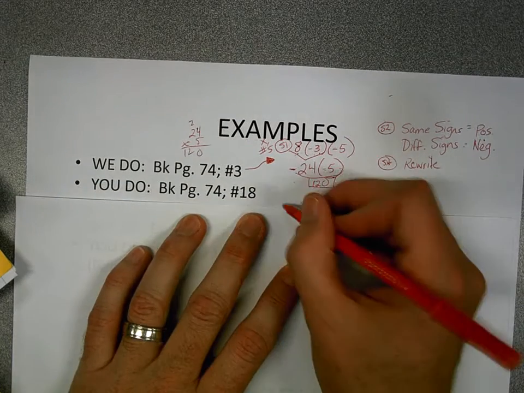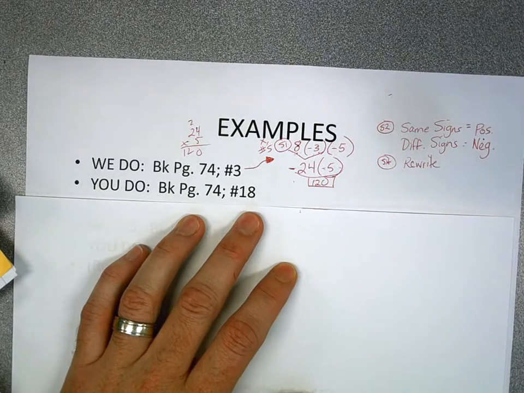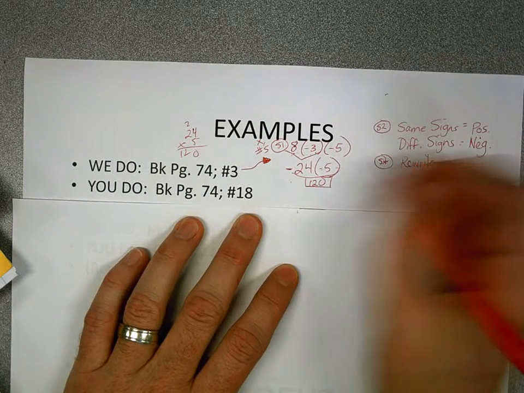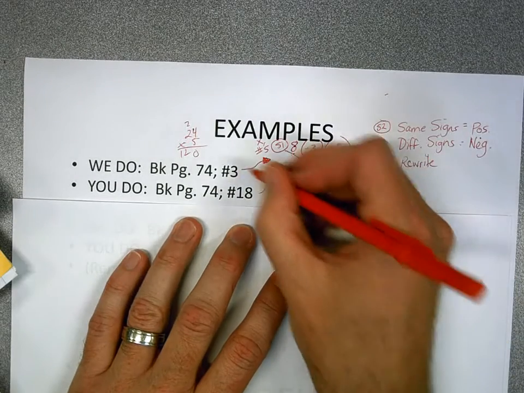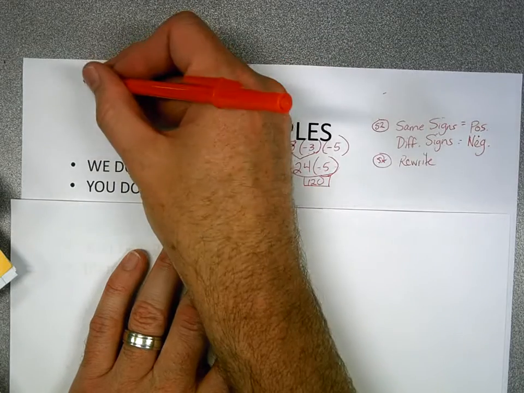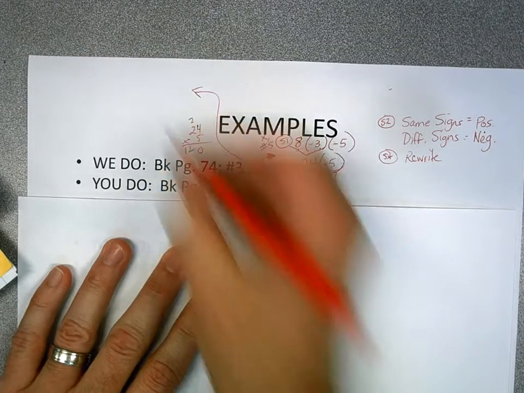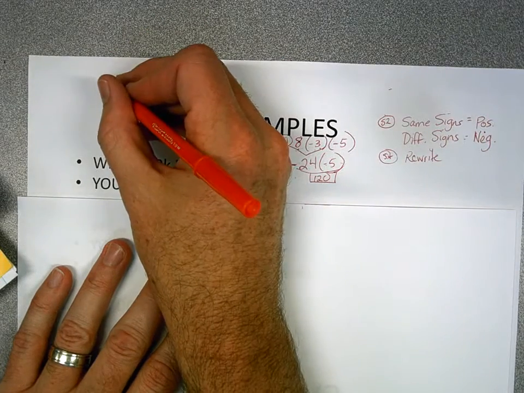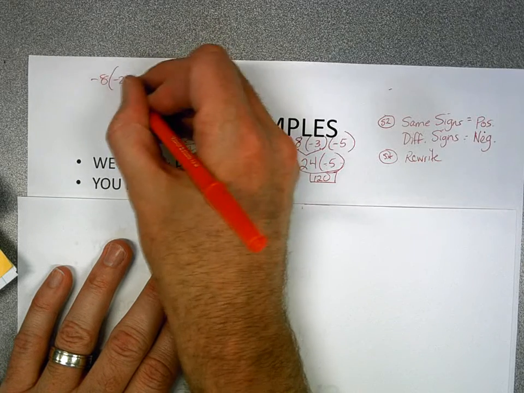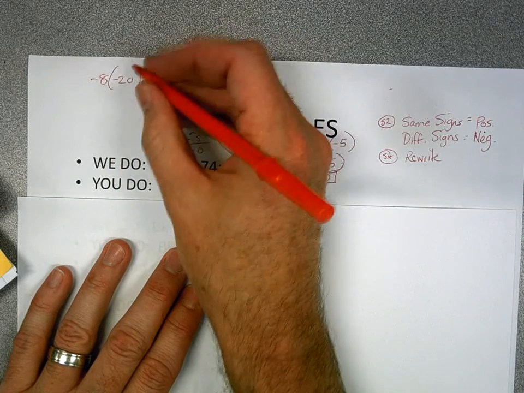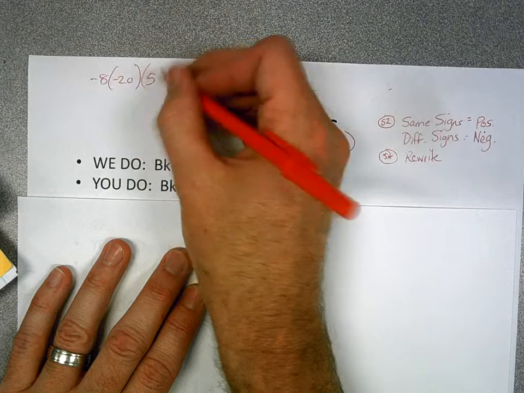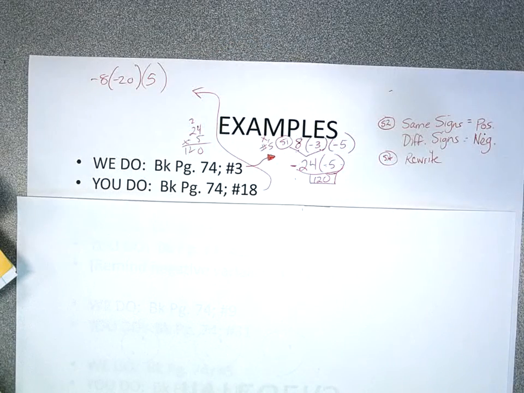Here we go. From number 18, right? You have negative... I'm going to go ahead and write it up here. So we have negative 8. Sorry, here we go. Negative 8 times negative 20 times positive 5. Okay.